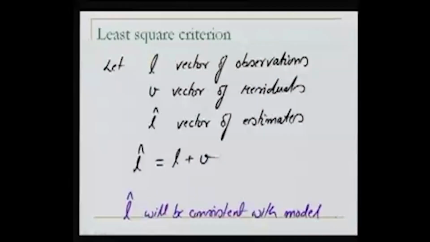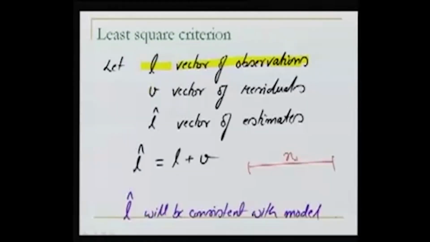Now what is this criterion of the least square? How do we actually do it? What we'll do, we'll assume L, let us say, is a vector of observations, anything. It could be the observation for a line. There is a line and we are observing the length of this line, x, x1, x2, x3. So L is the vector of observations. We have taken 10, 20, 30, 100, whatever number of observations.